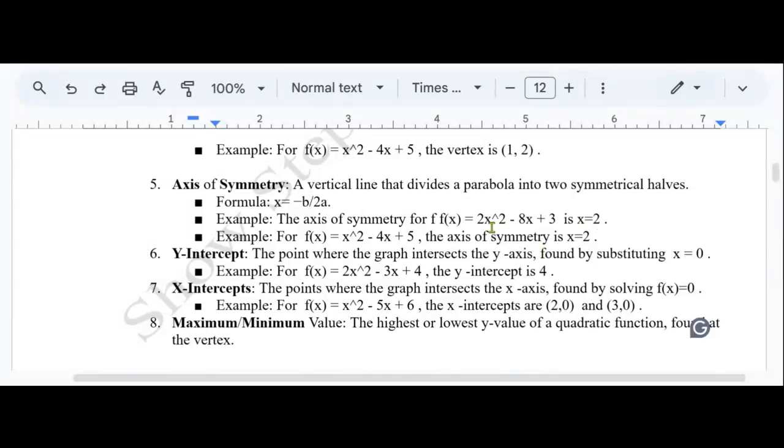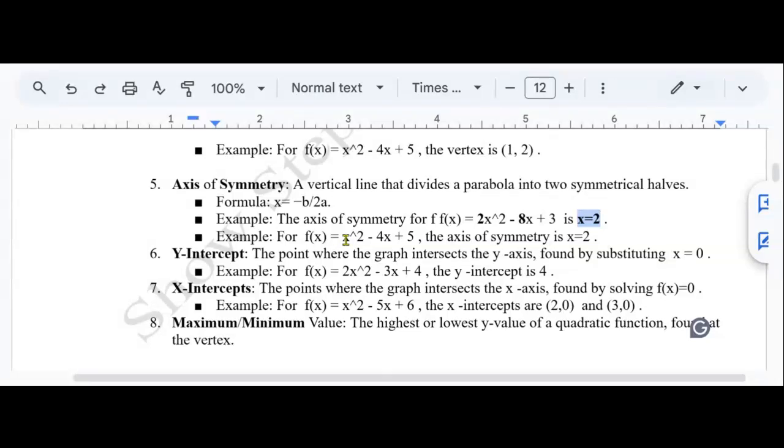So for example here, how can I get x? How much is a first? A is 2 and b is how much? Minus 8. And then you divide and you get how much is x? 2. So what's your symmetric line? The symmetrical line will be at 2.